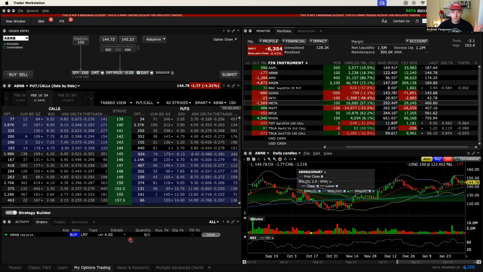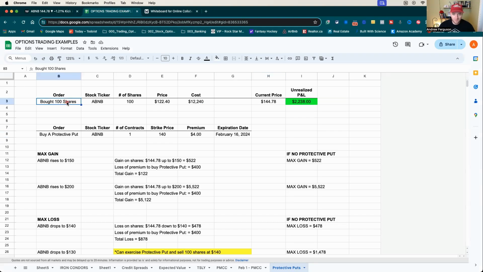So before you do this, ideally, you want to have an idea of your max profit and max loss. That's where we get to right now. Flipping over to my spreadsheet here, we've got it set up at the top. So what do we do first? We bought 100 shares of Airbnb right at 122.40. That cost us $12,240. Currently, it's trading at 144.78. We have an unrealized P&L around 2238.